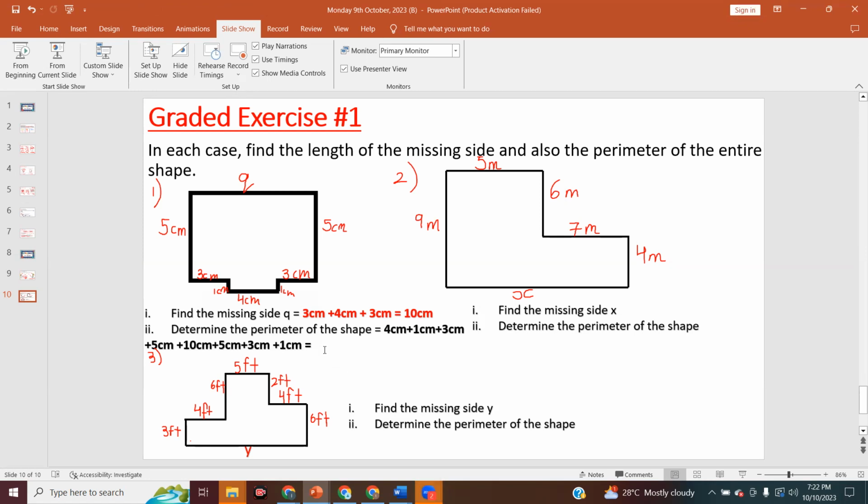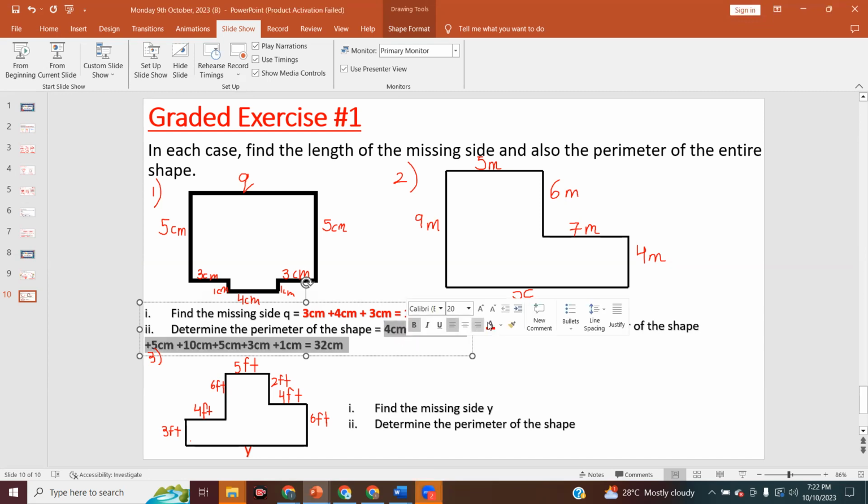32 centimeters. Very good. How many persons got 32 centimeters? Let me know. Olivia, anyone else got 32 centimeters? Me. Kaden, anyone else? Anastasia? Yes. All right, very good. I did. Very good. Kevin? Good. Now, let's do number 2.